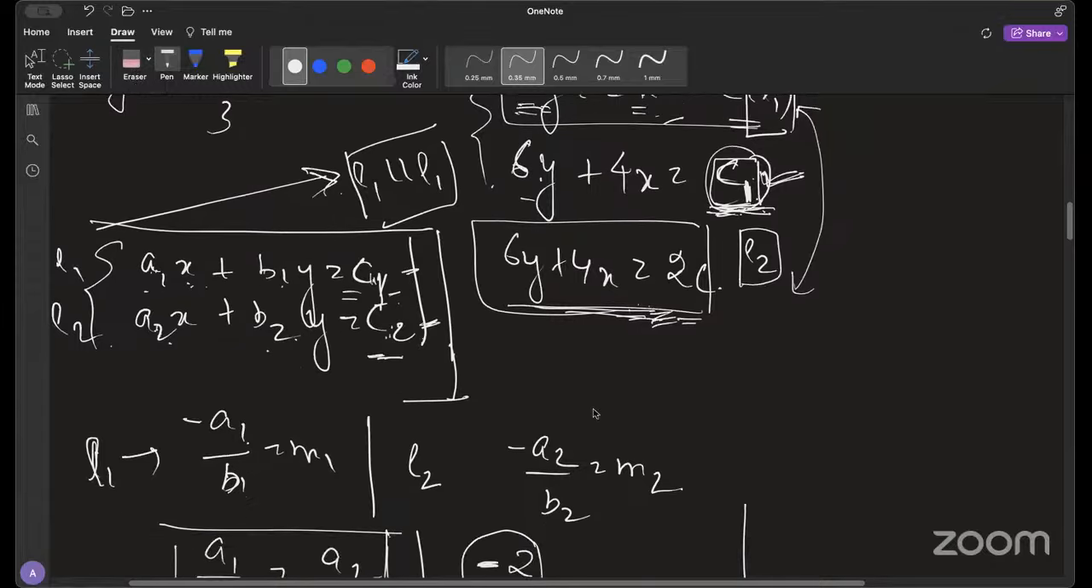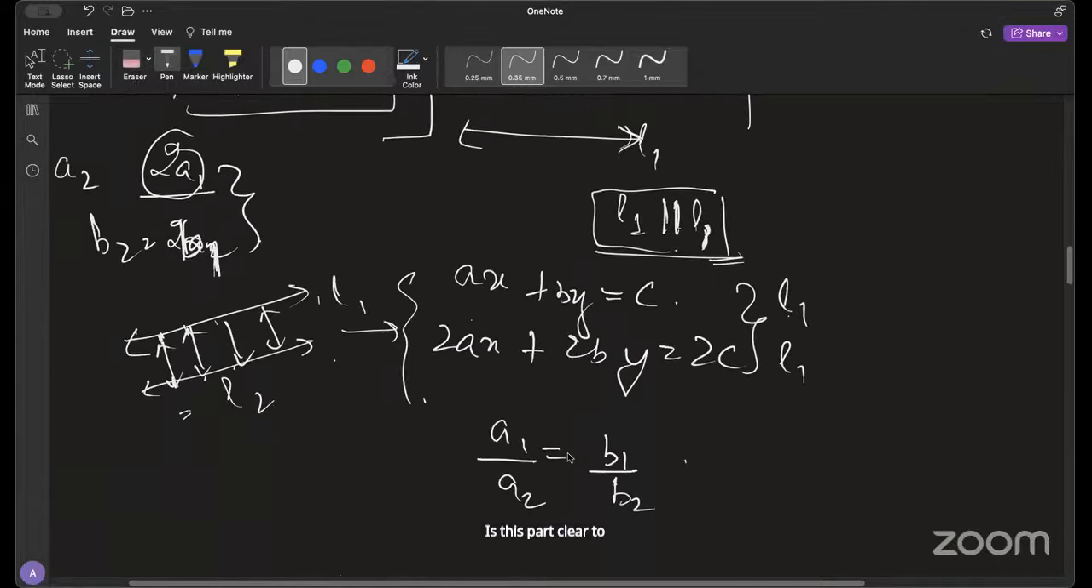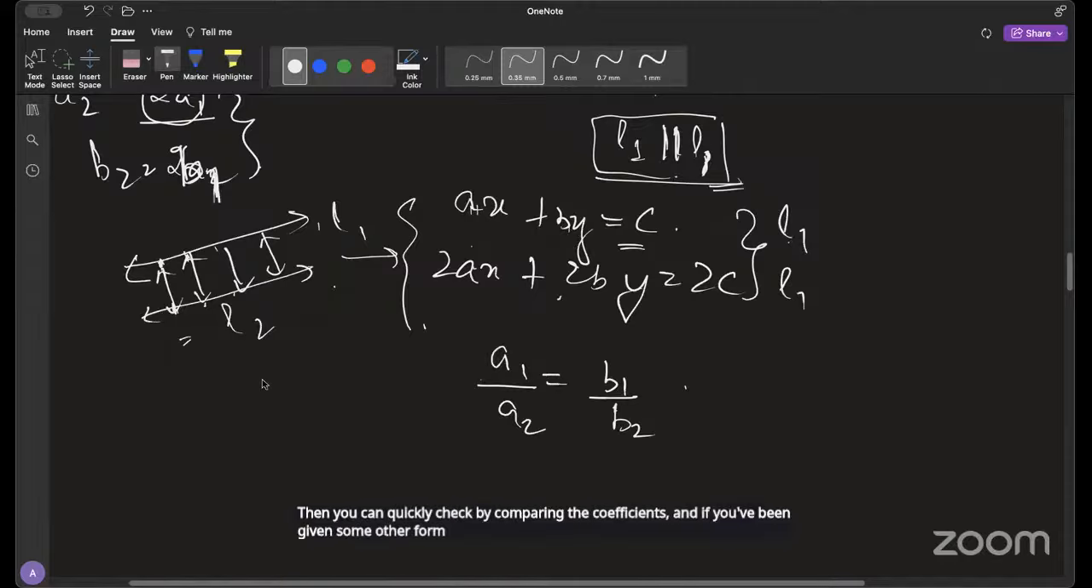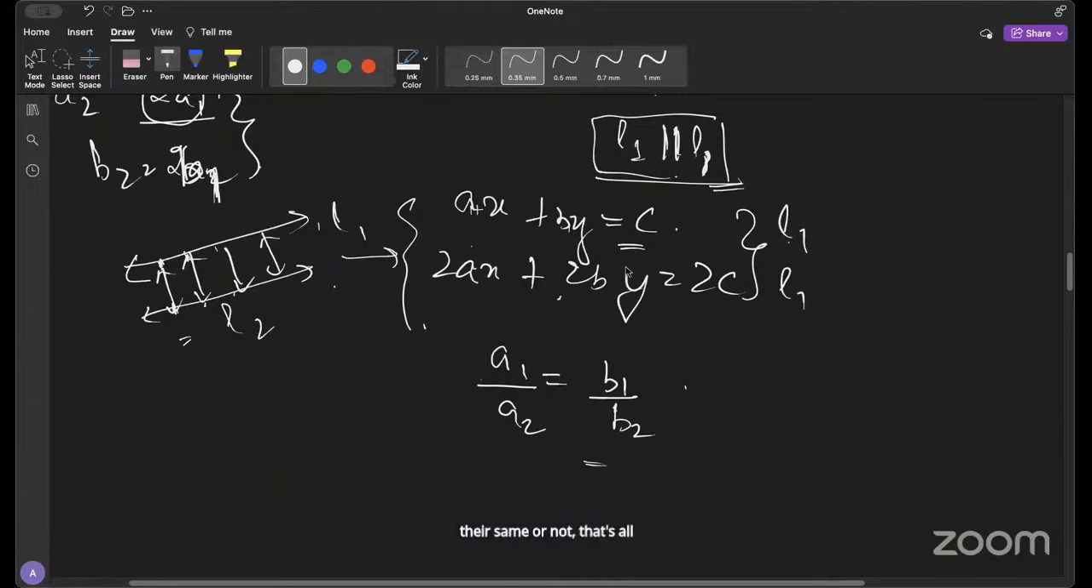Is this part clear to everyone, the parallel lines and perpendicular lines? Yes, ma'am. And it depends on the form, by the way. If you've been given this form, then you can quickly check by comparing the coefficients. And if you've been given some other form, let's just say slope-intercept form, then you can directly check the slopes, whether they're the same or not. You don't have to convert into another form.